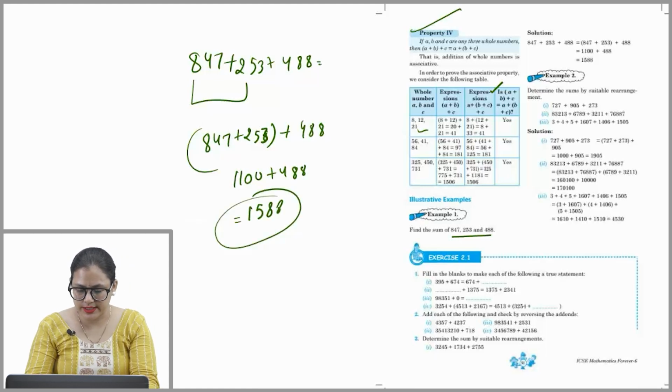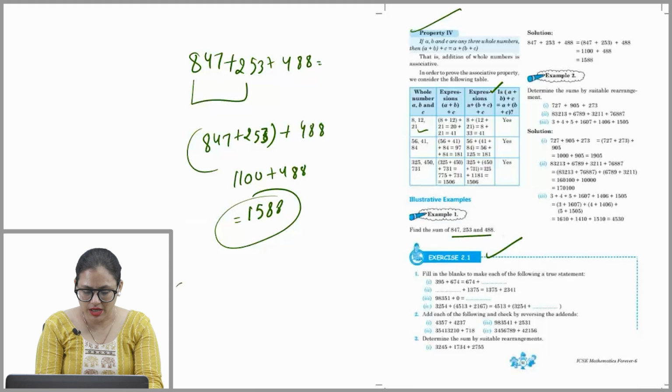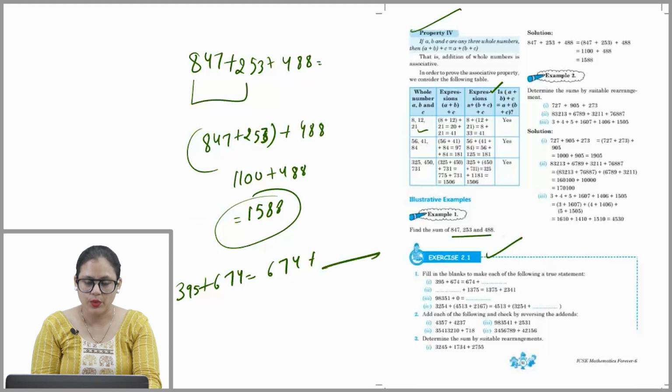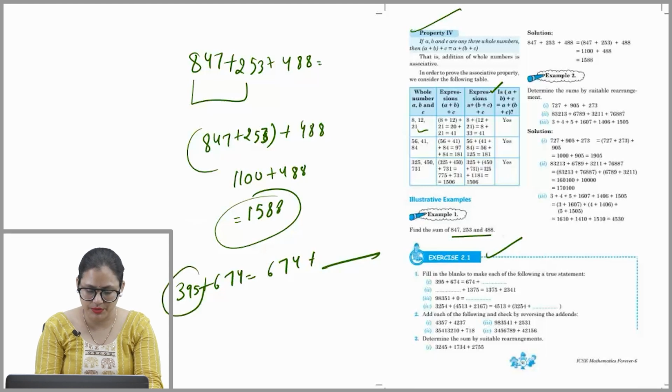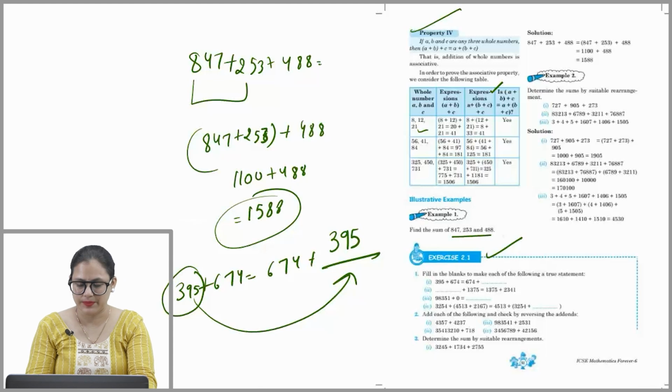Now, let's do exercise 2.1. Fill in the blanks to make each of the following a true statement. 395 plus 674 is equal to 674 plus, which number will come here? This number, okay, that is 395, right?